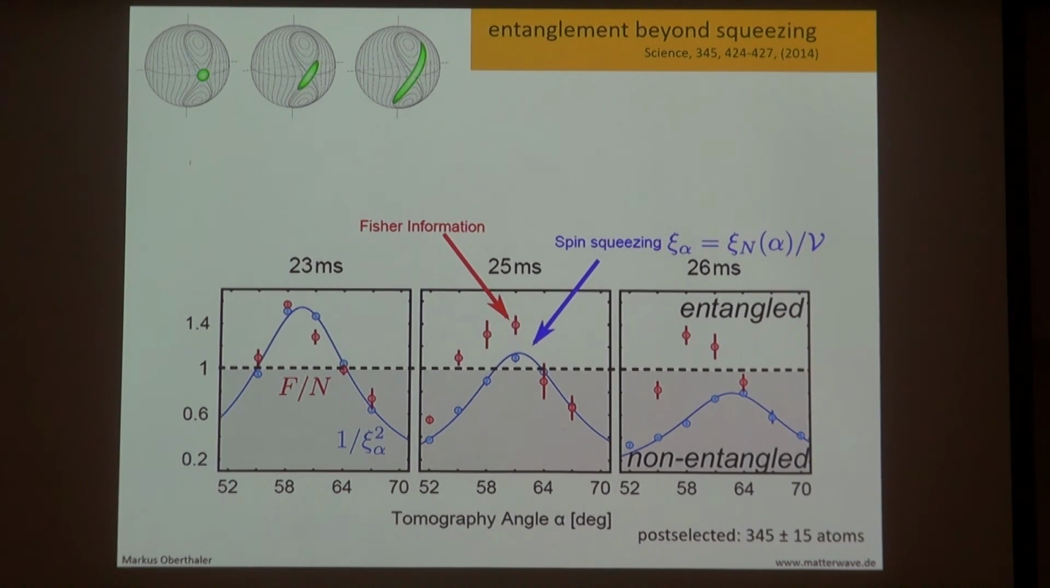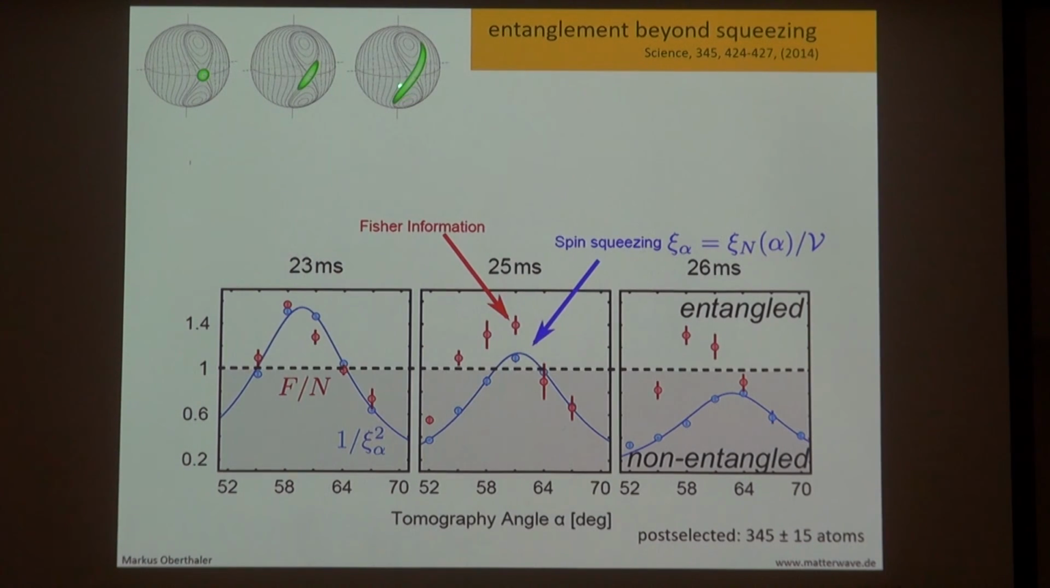And you can compare this to the squeezing directly. In the case where you have Gaussian states, those two things coincide. Actually, the angle where they happen to be the best, as well as the value, is the same. So the Fisher information maps onto the squeezing parameter if you have Gaussian states.